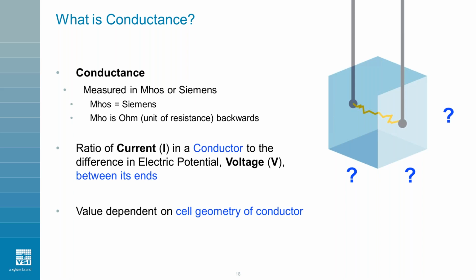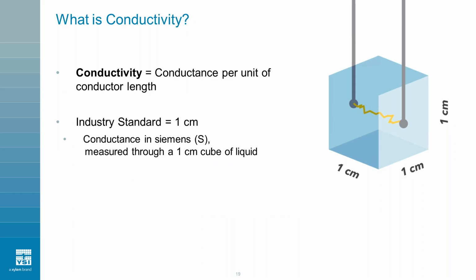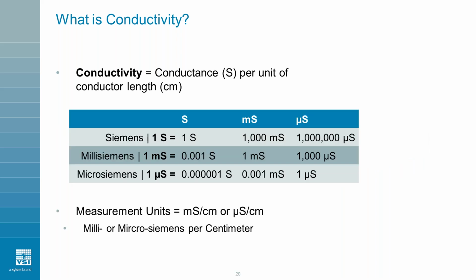But the measured value is dependent on the cell geometry. So the difference between conductance and conductivity involves the length of the conductor. In our industry, the standard is 1 centimeter. So it's the measure of conductance in Siemens through a 1 centimeter cube of liquid. This is how we get our units. Remember, conductance is measured in Siemens.